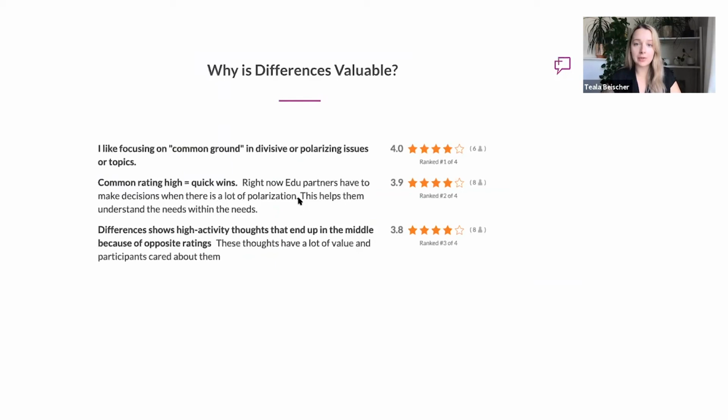I'm imagining that you all had a variety of stakeholders who maybe had opposing ideas. Maybe some were really pro for returning to work and some were more hesitant. Differences would allow you to see what those actual hesitations are and how those groups are composed. The common ratings high really shows you your quick wins. Remember, we're going to dig into that, but common ratings high show you areas where people have come together to agree on a specific set of topics.